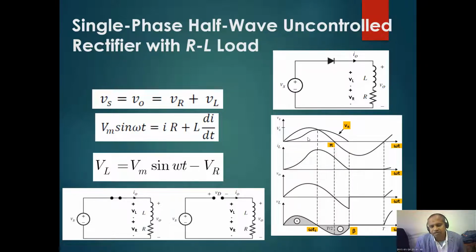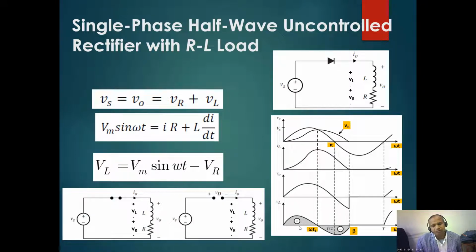The current will stop at an angle beta. Along with the IR current you will also see VR, so VR is I into R. This is our current. You know that VL is Vm sin omega t minus VR. At this point VL is positive, at this point it becomes 0, and after this point it becomes negative. That means the area plus and area minus must be equal.